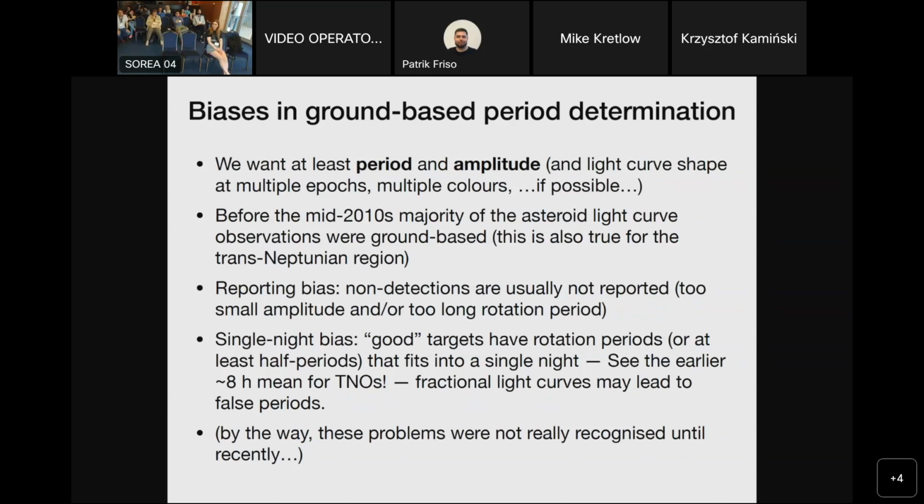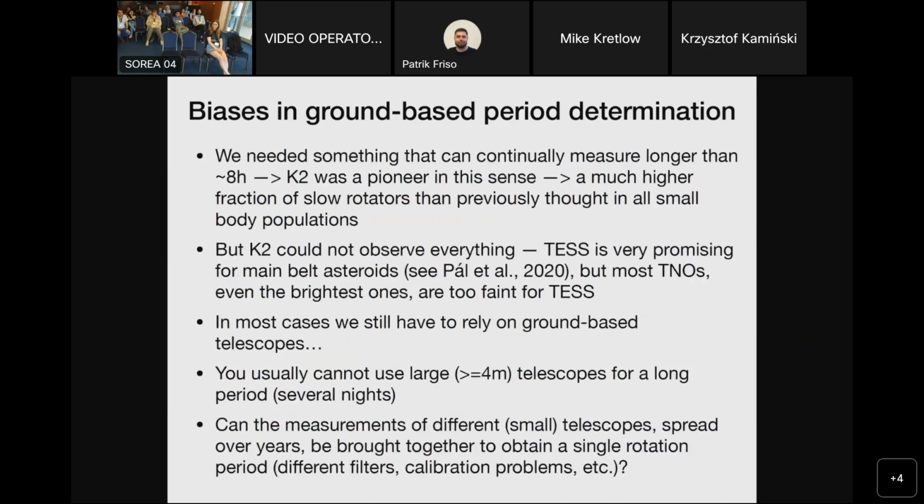And these problems were not really recognized until recently. So we needed something that can continually measure longer than this 8 hour, or say, 1 day period. And the K2 mission of the Kepler Space Telescope was a pioneer in this sense. It shows not only for the trans-Neptunian objects, but for all small body populations, that the fraction of slow rotators is much larger than previously thought.